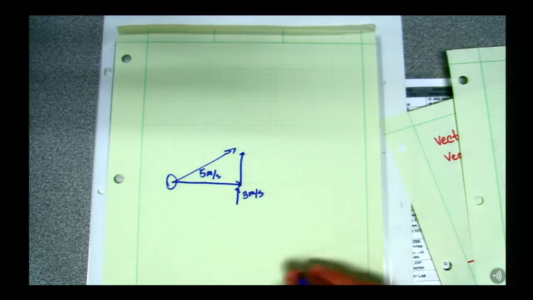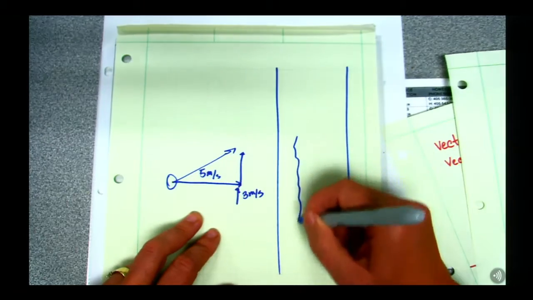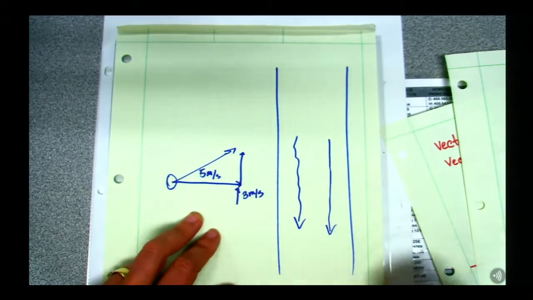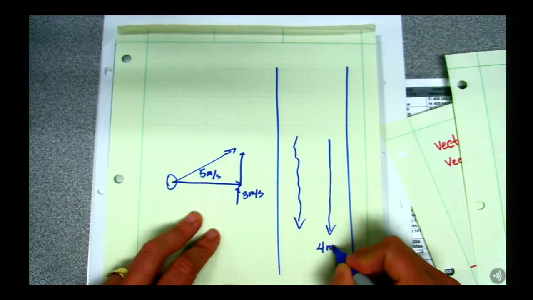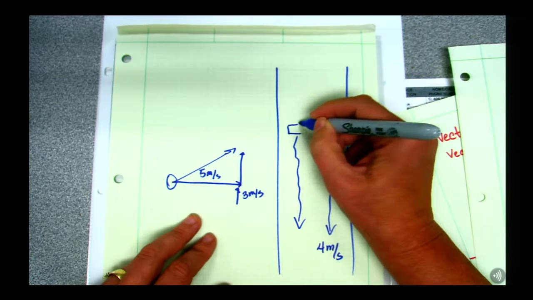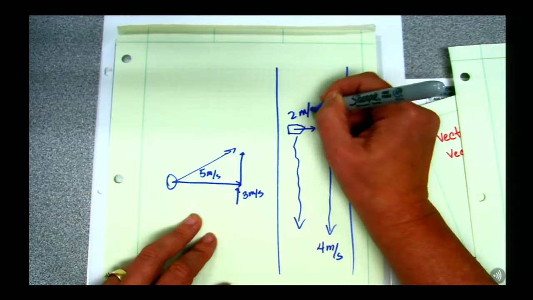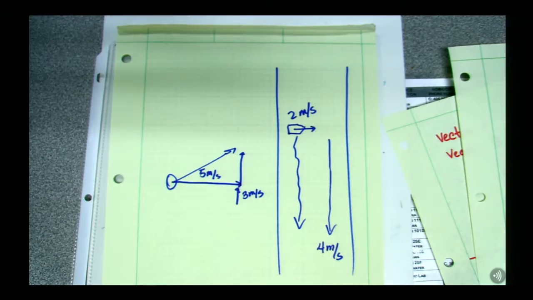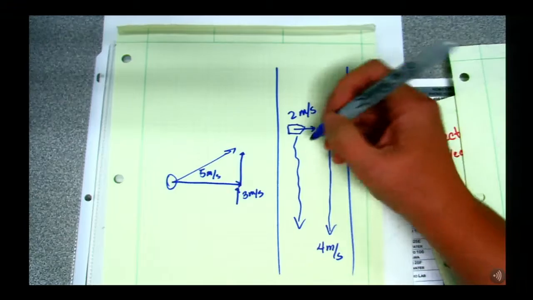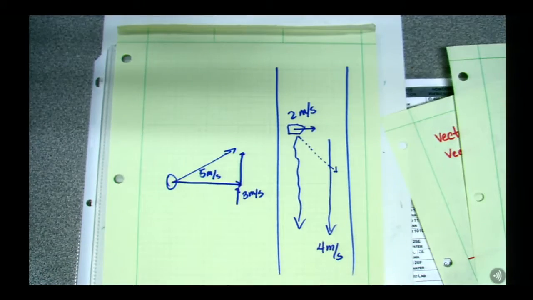We've all done this one too, okay, I got a river. And my river's flowing, we'll say at 4 meters per second. And I've got my little rowboat out here, and I'm only rowing at 2 meters per second. The actual boat's going to travel that direction, right? I'm going to actually travel down the river in that direction.